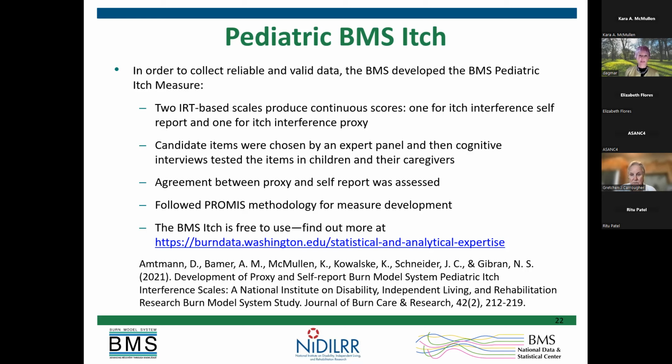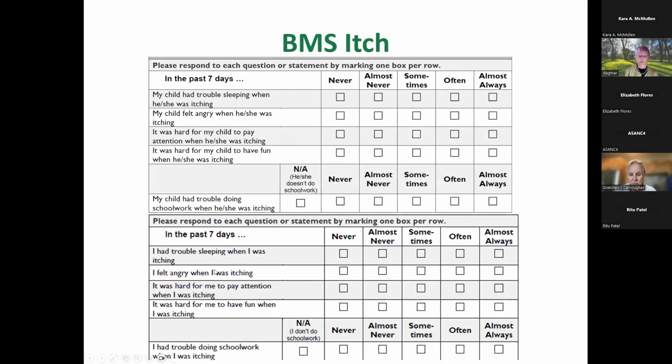We chose the candidate items following the methodology that was developed by PROMIS for measure development. We used expert panels, and then we also used cognitive interviews with children and youth to make sure that the items are understandable and meaningful. We assessed the agreement between proxy and self-report, and we produced these two scales that are available for anybody to use and can be downloaded from our website. And here is the reference if you need to look up more information.